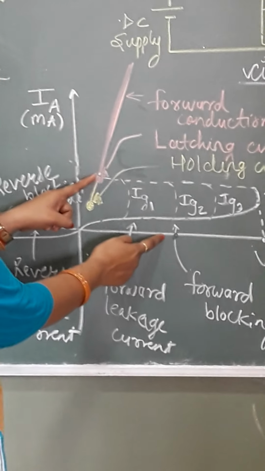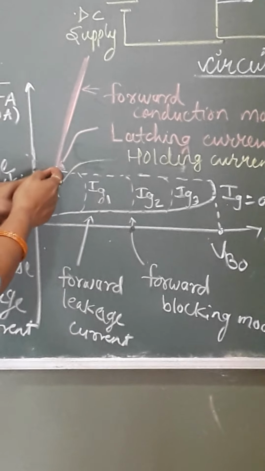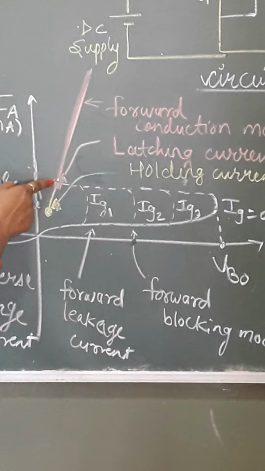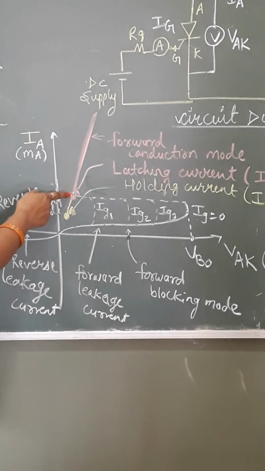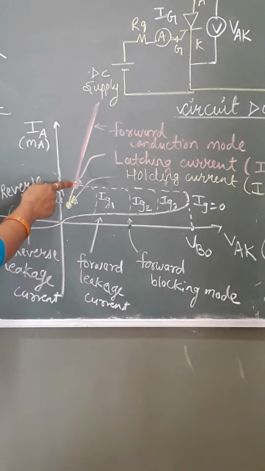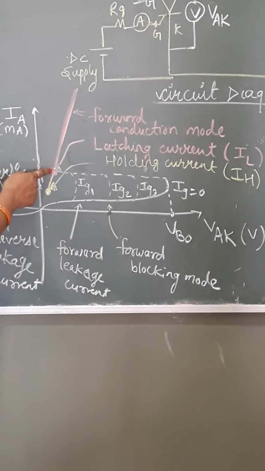This one is the blocking mode. The moment gate signal is applied, the switch is brought into conduction. That state is the forward conduction state. And this point is the latching current, the minimum anode current which is required to make the device go into the conduction state. The moment the device is on, you can remove the gate signal thereafter.